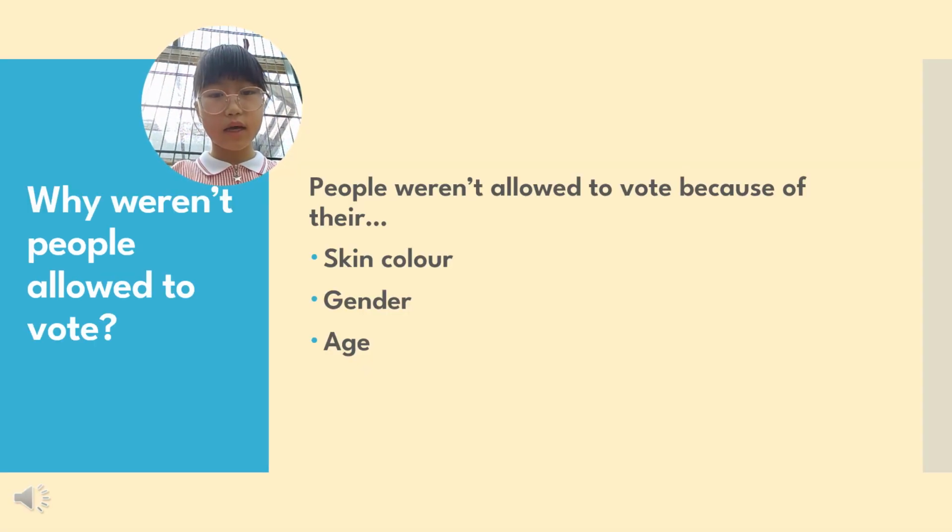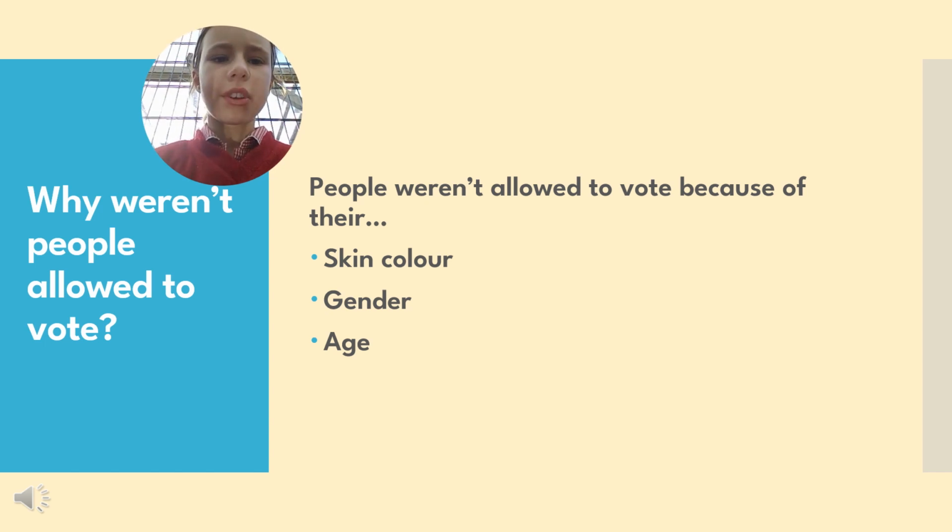Why weren't people allowed to vote? People in the 1900s mainly weren't allowed to vote because of their skin colour. If you were black, you weren't allowed to vote because people thought they couldn't read and were not treated fairly.